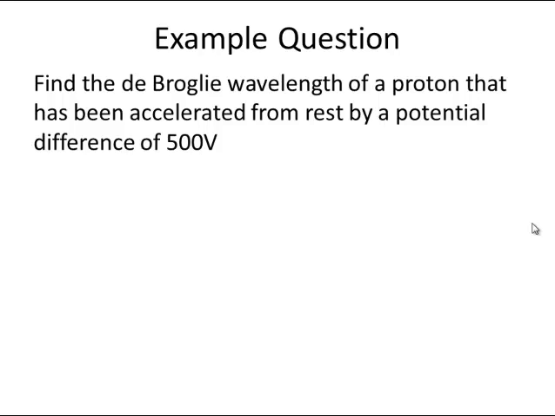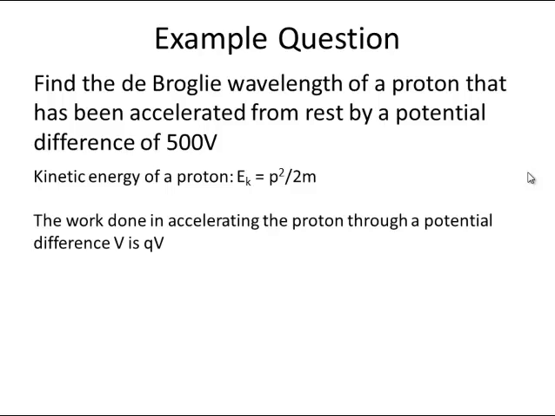Okay, so hopefully you've come up with an answer. Let me just see how you should solve this problem. We recognise that kinetic energy of a proton is going to be half mv squared, or this can be shown as the momentum squared divided by 2m. We know the work done in accelerating the proton through a potential difference V is equal to the charge times the voltage. Okay, so that's going to be the amount of work done. Now this means that these two things are going to be equal to each other. So the final kinetic energy is going to be equal to the amount of work done through the field.